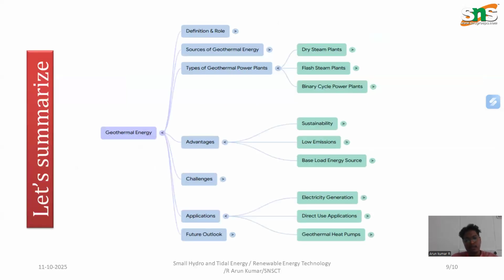Let's go to the summary of geothermal energy. We discussed the introduction and definition, the role, and the sources of geothermal energy. We covered the types of geothermal power plants: dry steam, flash steam, and binary cycle. We also covered the advantages, challenges, applications, and future outlook. Thank you.